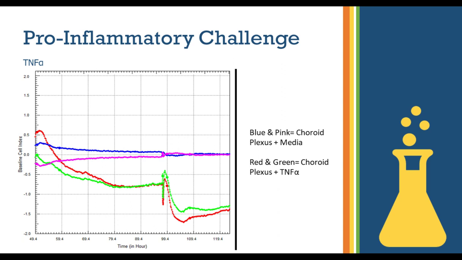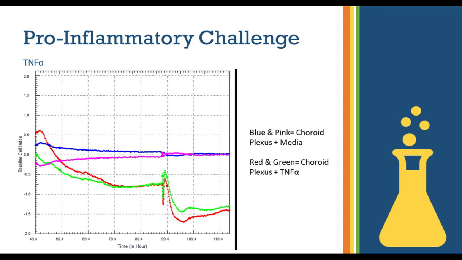And this little spike here around, it looks like 90 hours, 90.4, it's a very tiny screen, you see a little blip where it lifts up and drops off again. The more times you challenge with TNF-alpha, the worse the barrier properties become. So the more pro-inflammatory challenges you have, the more the barrier really gets damaged. So we did show that a pro-inflammatory cytokine could affect our choroid plexus epithelial cell barrier.